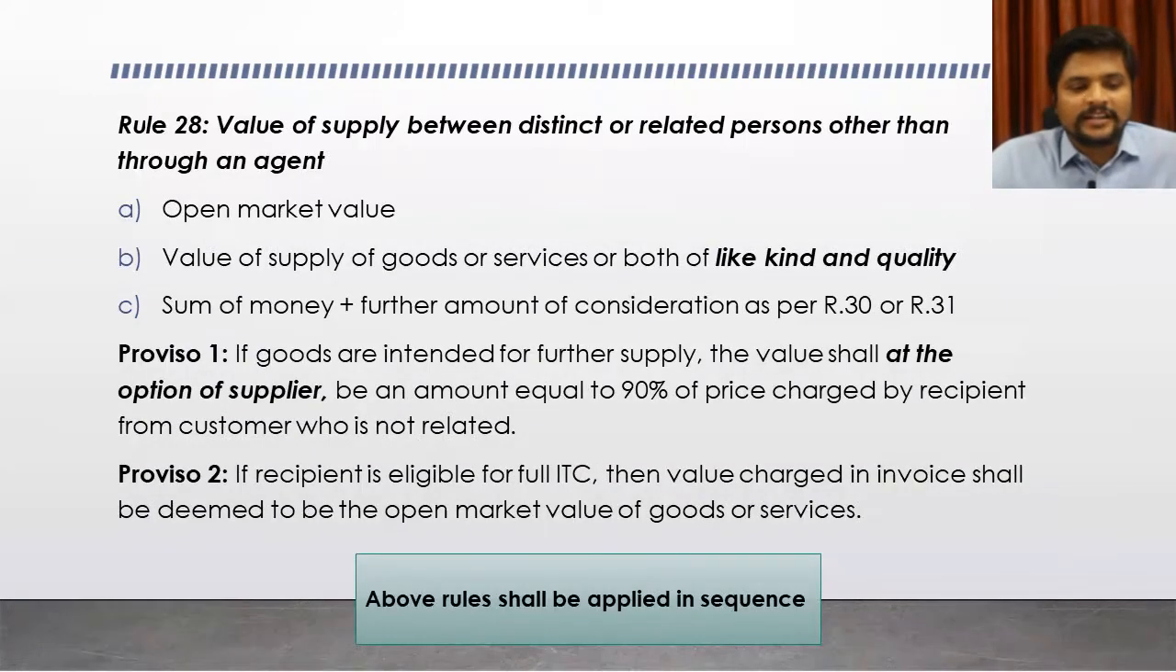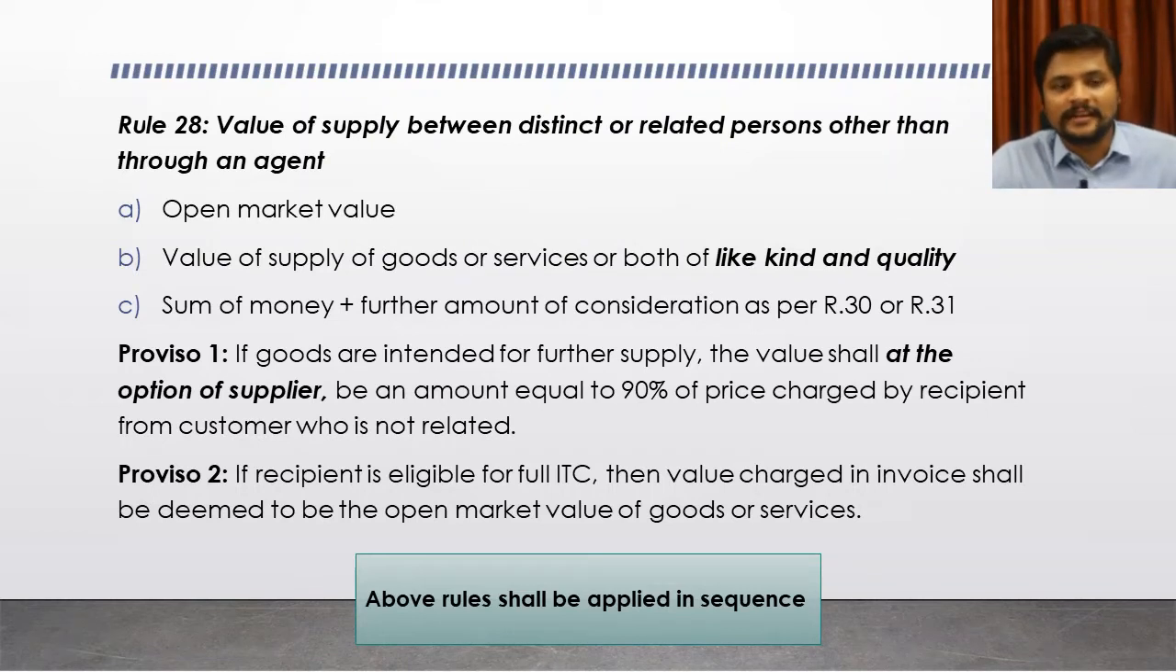Okay, so next we will get into rule number 28. When will this rule number 28 apply? If the supply is made between distinct or related persons other than through an agent. In the first scenario, where the second condition as per subsection 1 is failed, you will have to apply rule 27. Rule 28 has to be applied when the first condition is failed as per subsection 1 of section 15.